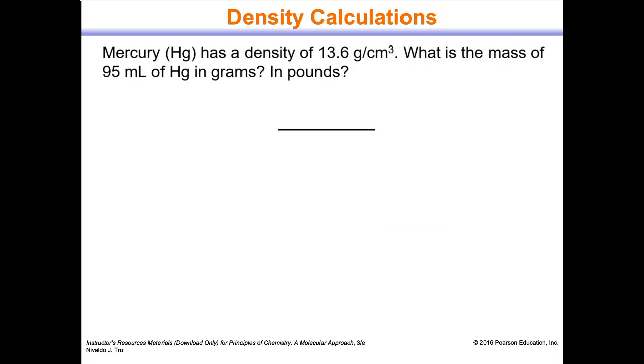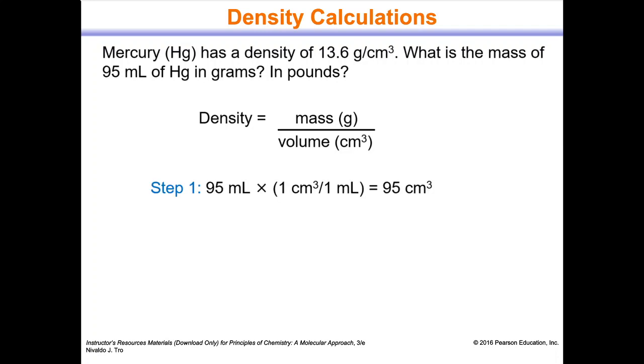Same question here, so I'll set up our density equation. Remember, density is mass over volume. First thing we want to do is convert our volume in milliliters to our volume in centimeters cubed. So we'll set up this equation. In this case, it's just a one-to-one relationship, so milliliters will cancel with milliliters and we're left with centimeters cubed. Notice it's just one-to-one, so no big deal there. So 95 milliliters is also 95 centimeters cubed.